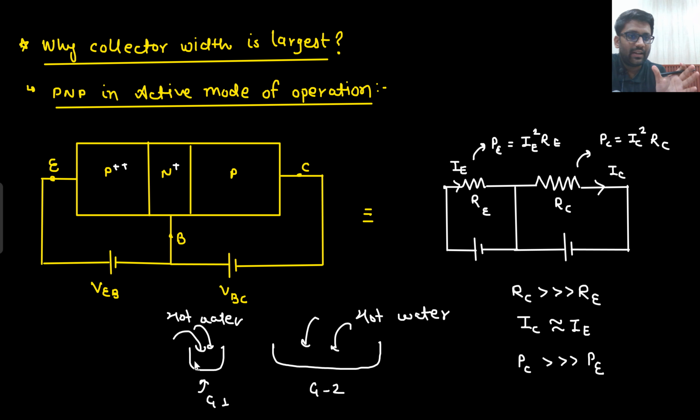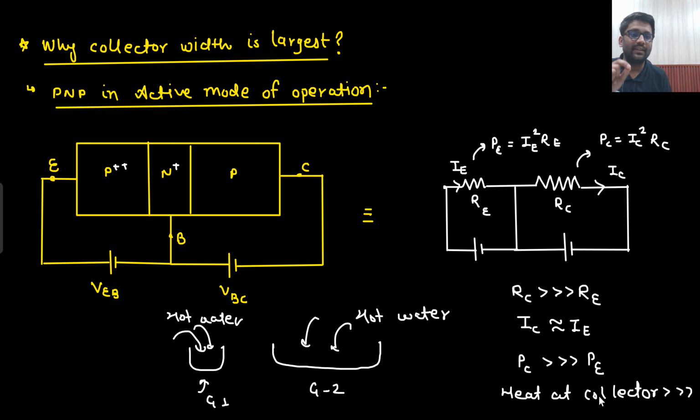The one which has more area, that means more surface area. That means cooling will be faster, no? If my surface area is more, cooling will be faster. So here as well the same scenario would happen. There is more power dissipation. More power dissipation means more heat. Heat at the collector would be much higher.